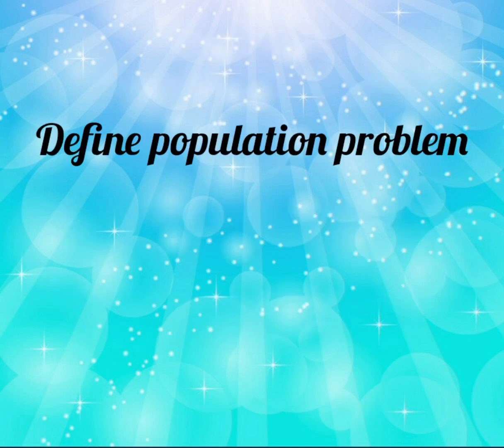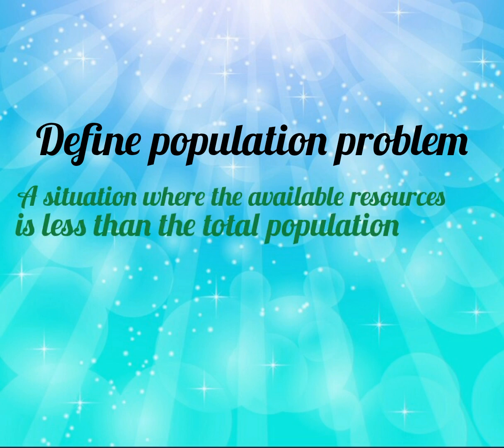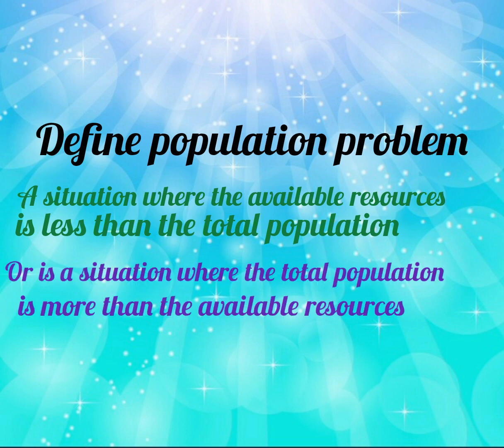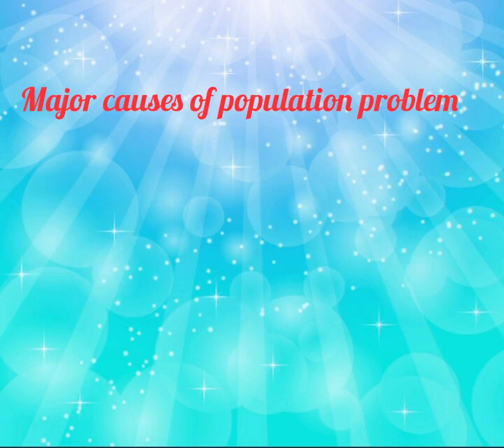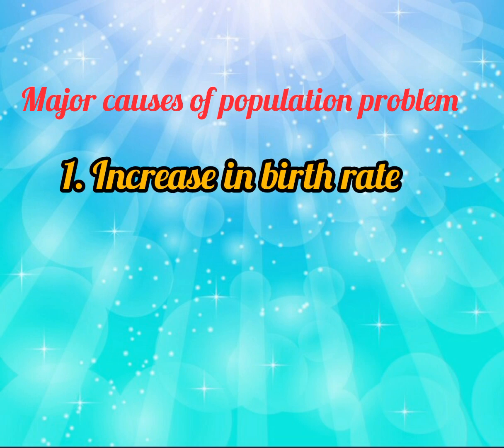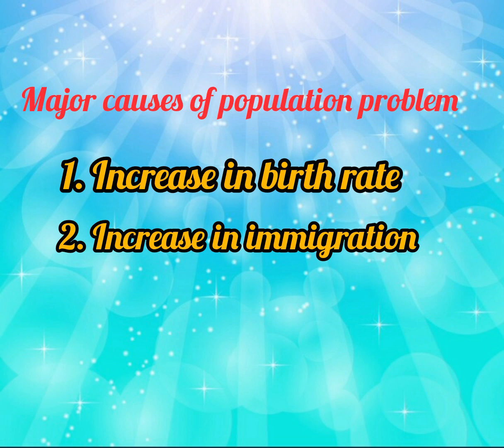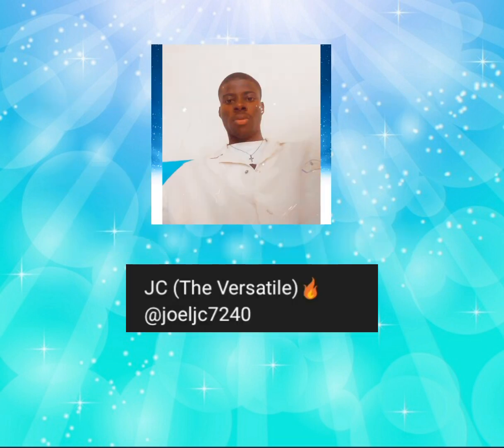Now for the A part, you start by defining population problem as a situation where the available resources of a country are less than the total population, or a situation where the total population is more than the available resources. Then you go forward by saying population problem is a result of an increase in birth rate and an increase in immigration. These are the major causes of population problem. After giving this in your introduction, continue by saying that in the paragraphs below, some population problems will be examined.